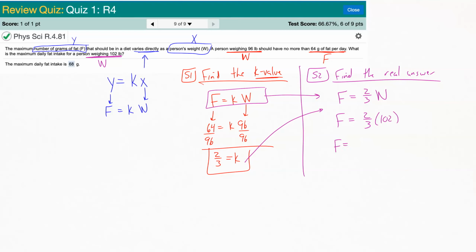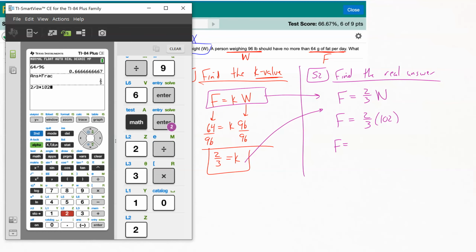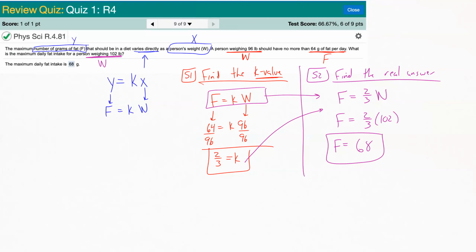And now, just like we did on the last one, we'll just pop that into the calculator and see what that gives us. So we end up with 2 divided by 3 times 102. Hit enter and we get out of there 68. And that'll be our final answer.